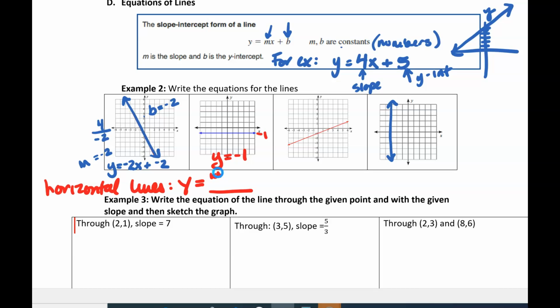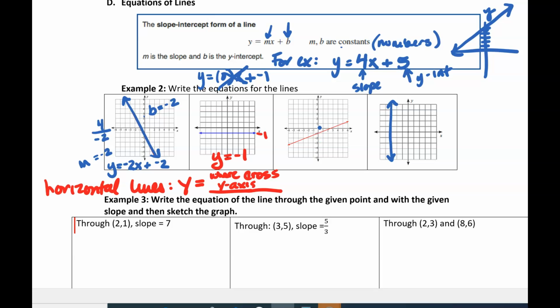So where they cross the y-axis, okay? So the equation is y equals -1. You could say this is in y equals mx plus b form. It's just saying that the slope is 0. So that's another way to look at it. y equals m, so the slope is 0 because it's horizontal, x plus the y-intercept of -1. Well, 0 times anything is 0. So then you end up just getting y equals -1.